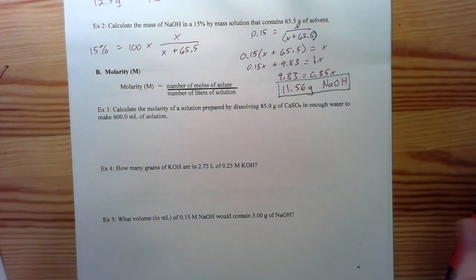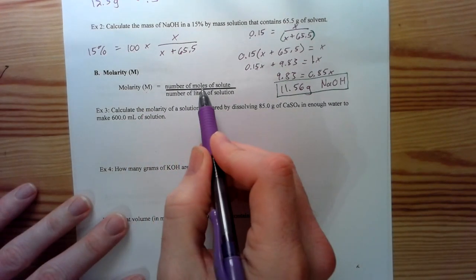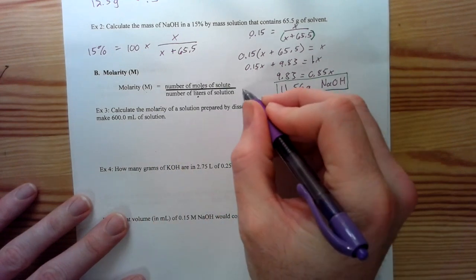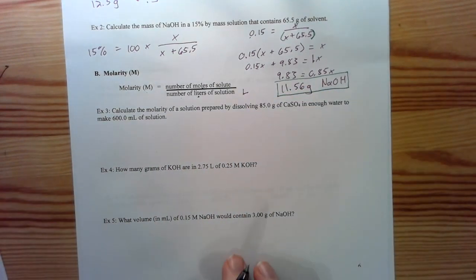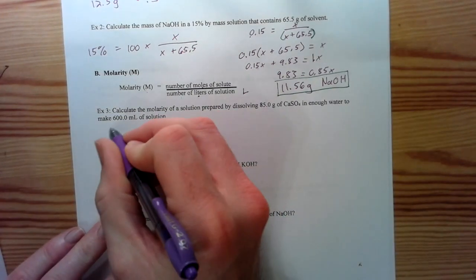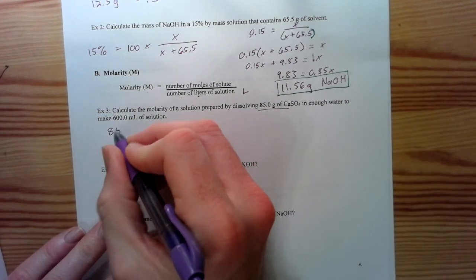Our molarity, guys, I can't emphasize enough how important molarity is. So molarity is capital M, and it's our moles of solute divided by liters of solution. It must be liters. So if we calculate the molarity of a solution prepared by dissolving 85 grams of calcium sulfate in enough water to make 600 milliliters of solution, we have 85 grams of calcium sulfate.